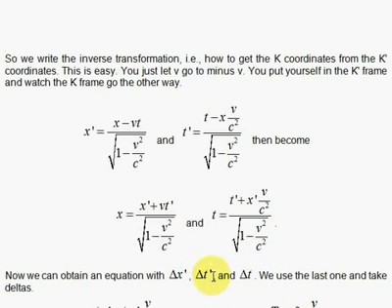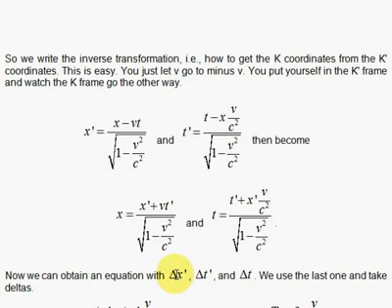The time increment of the clock in its own frame, the time increment of the clock in my frame, watching the clock move by, and to make sure the clock in its own frame, the K prime frame, doesn't move around in the K prime frame. So the clock has to stay put. So delta x prime is going to be 0.